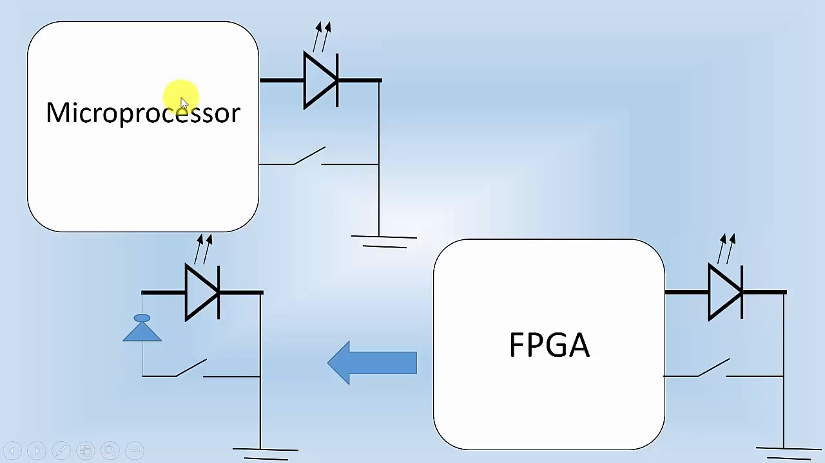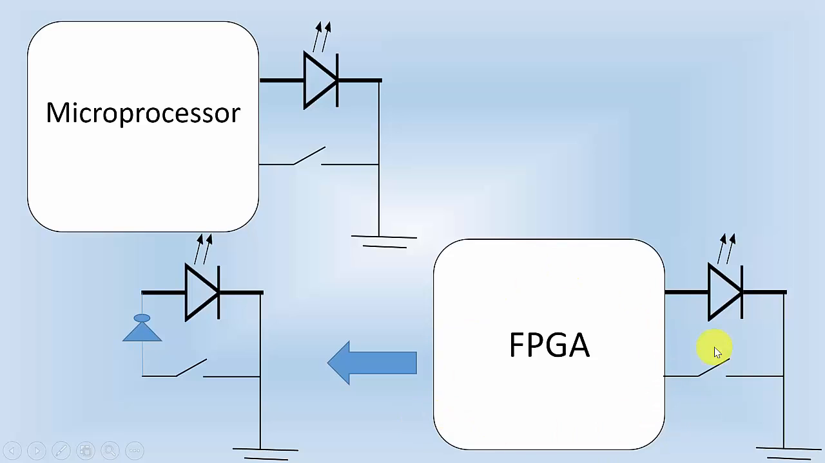If you take the microprocessor, the OS will continuously examine the switch, and when the switch is closed, it will send logic 1 to the LED. But with an FPGA, it directly provides hardware which, when the switch is closed, will get logic 0. When logic 0 is coming, the inverter will provide logic 1, and that logic 1 will turn on the LED.